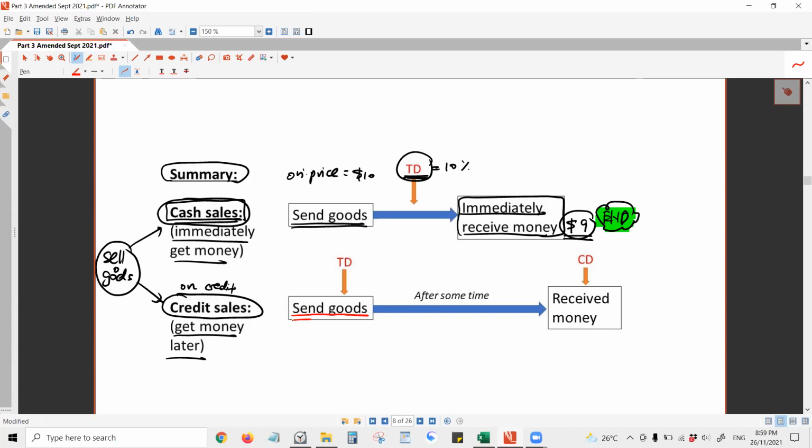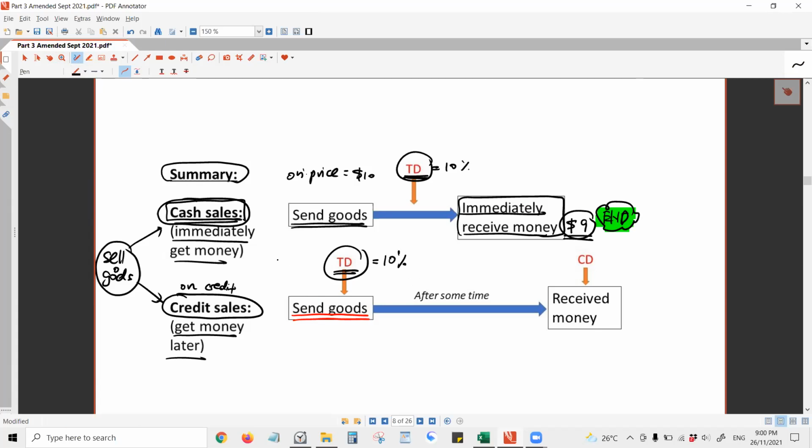When you are sending goods to your customer, would you know how much they are buying? Yes. The answer is yes again, right? When you are sending goods to them, you should know how much they are buying. Therefore, at that point of time, you can give them trade discount.